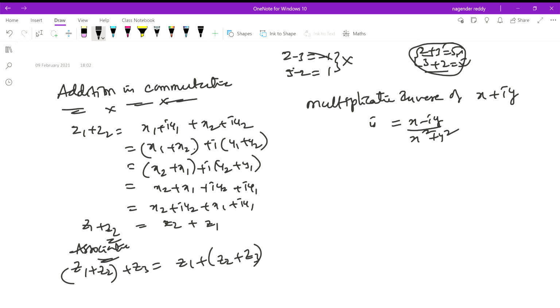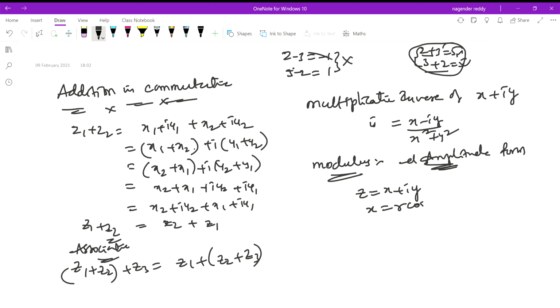So no problem. Now we'll discuss the modulus and amplitude form of a complex number. What is the modulus and amplitude form? See here, let us assume that z is equal to x plus iy, a complex number. Then let x is equal to r cos theta and y is equal to r sin theta. Okay. Now we have to substitute in this equation and follow this method.